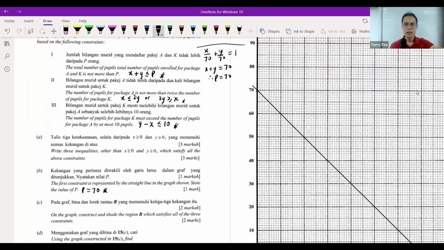Based on this, I'm using the intercept format, X over A plus Y over B, where A and B are your x-intercept and y-intercept. They are both the same. They are both 70. Therefore, P is 70.